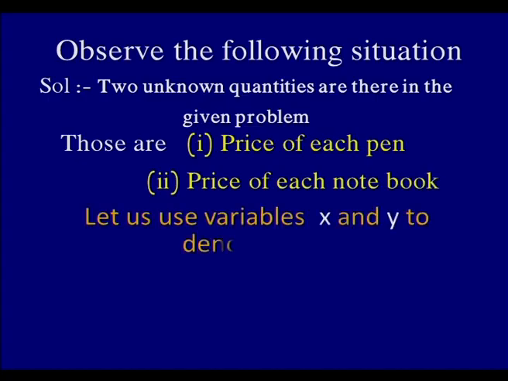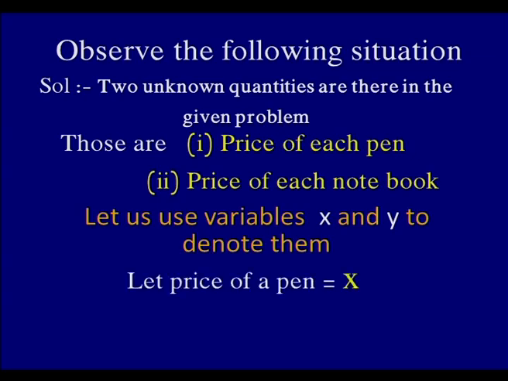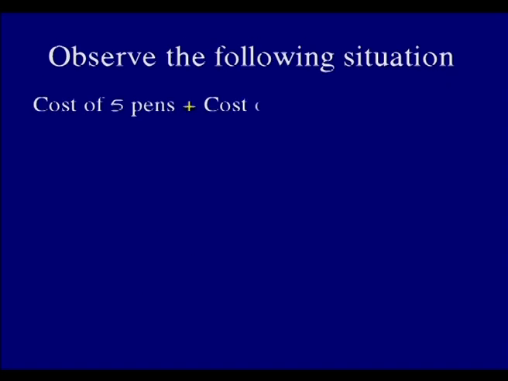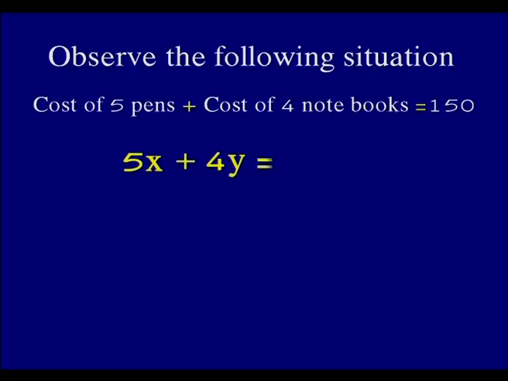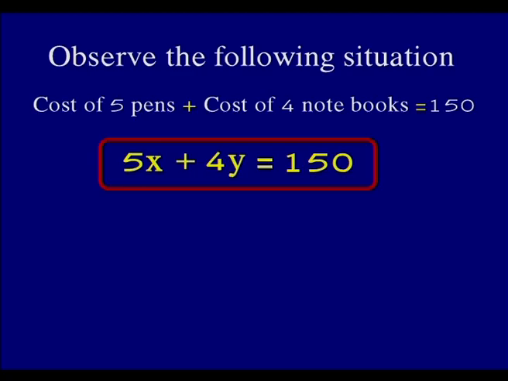Let us use variables x and y to denote them. Means, let the price of a pen be x and the price of a notebook be y. Now, the cost of 5 pens plus the cost of 4 notebooks is equal to 150. By this, 5x plus 4y is equal to 150. Observe this. Now, tell me whether it is a linear equation or not. Yes, very good. It is a linear equation, because the highest power of the variable here is 1 only.